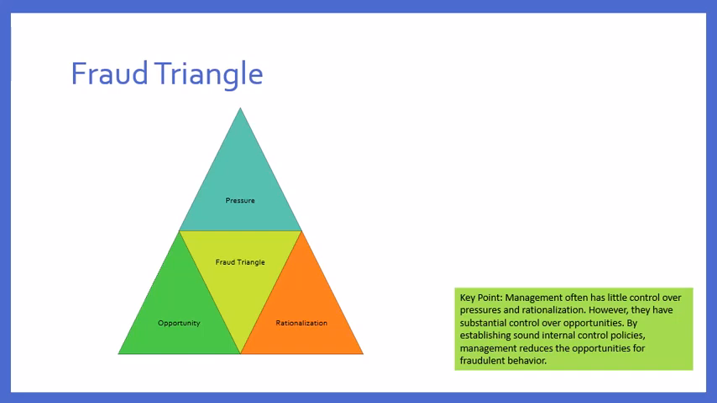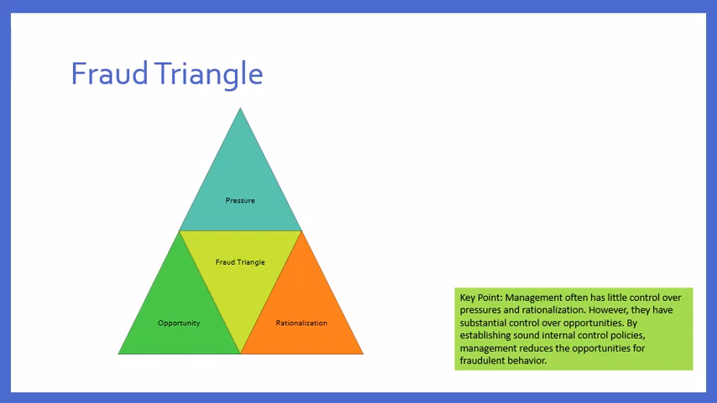So let's talk about the fraud triangle. While the elements are going to be a little bit different for each type of fraud, the exact same components are necessary, okay? So the fraud triangle has three primary components. First is pressure. The employee must feel some sort of pressure to commit the fraud.